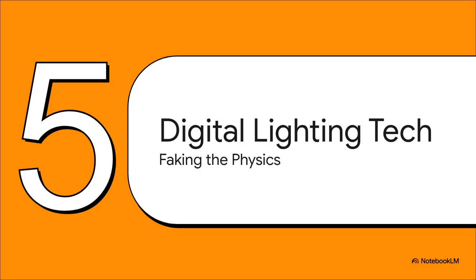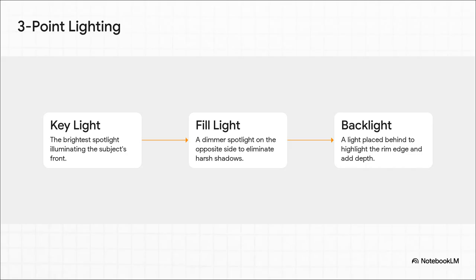And that leads us to our final section, Part 5, Cinematic Digital Lighting Techniques, or as I like to call it, faking the physics. To keep these digital models from looking flat and boring in software like After Effects, artists literally have to fake the physics of light that our phone sensors capture so naturally. And how do they pull that off? They use the classic three-point lighting setup.